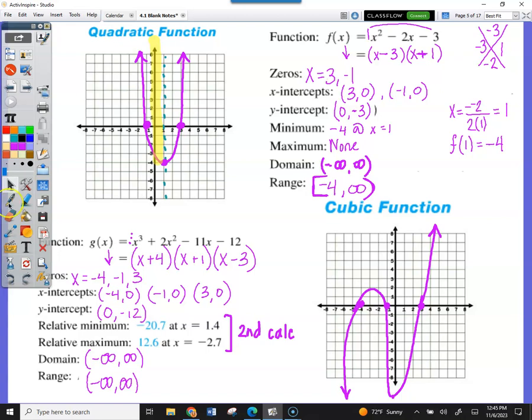You should notice that this is the y of the vertex. Not the y. What is that? The x. No, it's the y. Help me out. It's the y.